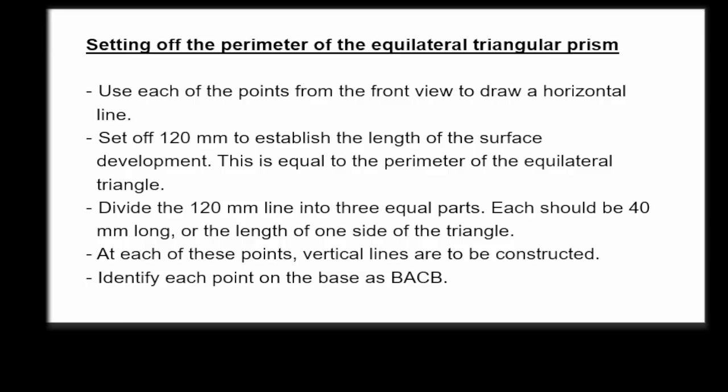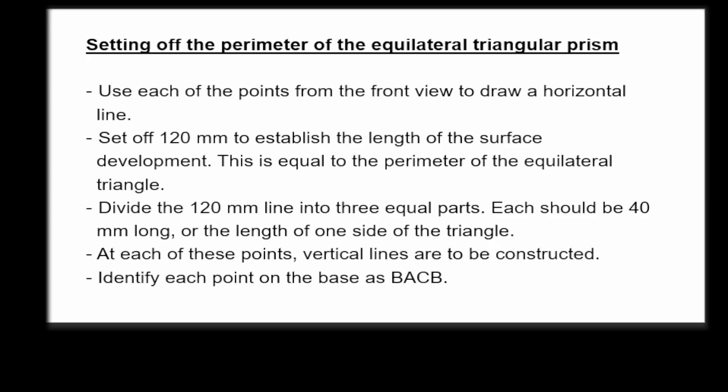Setting up the perimeter of the equilateral triangular prism. Use each of the points from the front view to draw a horizontal line. Set off 120 millimeters to establish the length of the surface development. This is equal to the perimeter of the equilateral triangle. Divide the 120 millimeter line into three equal parts.